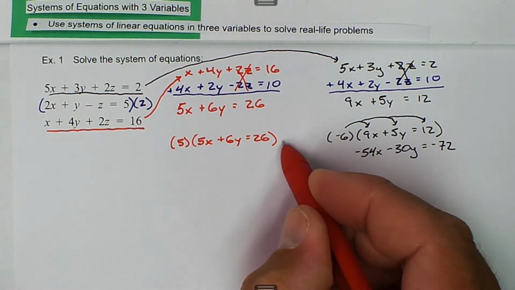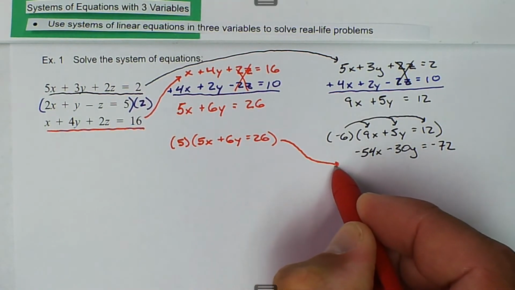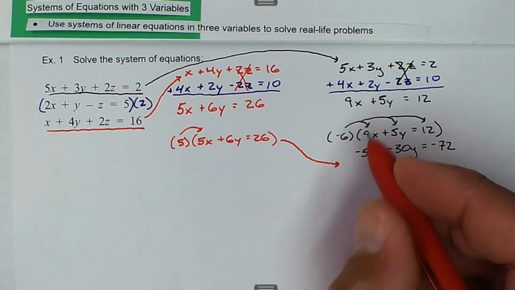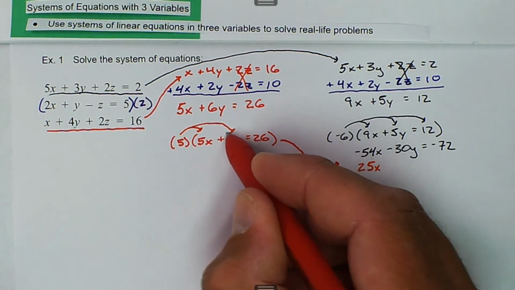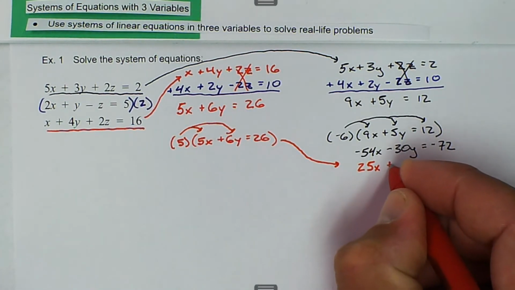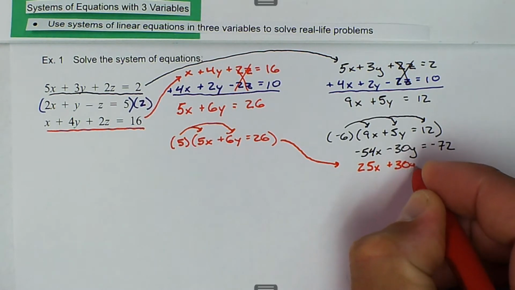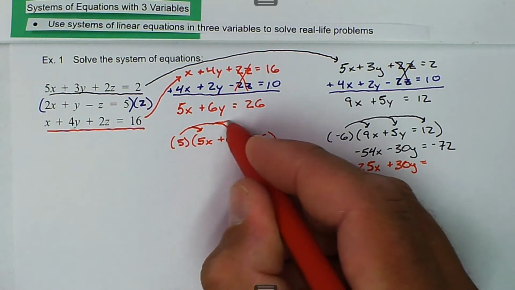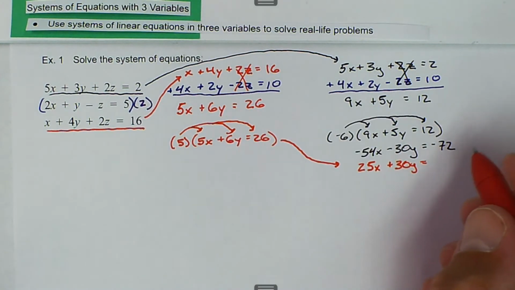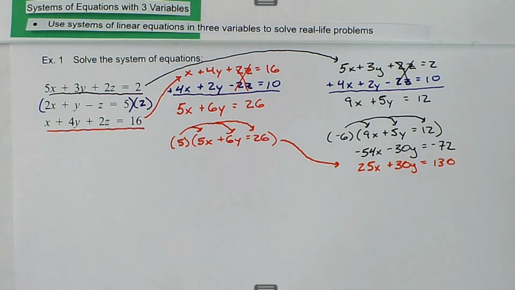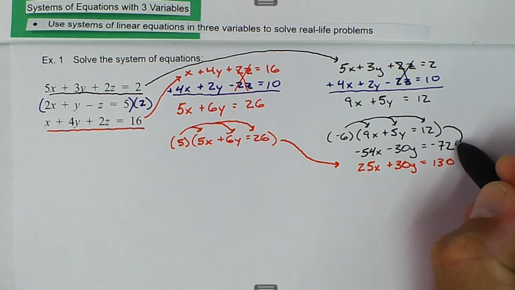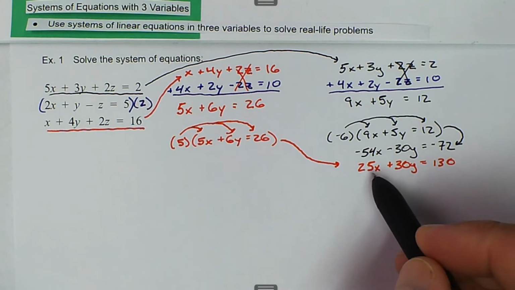Then I'm going to do this scaled version here. So 5 times 5 is going to be 25x. 5 times 6y is going to be 30y. And 5 times 26 is going to be 130. So we scaled the equation and got that one. Scaled this equation, got that one.